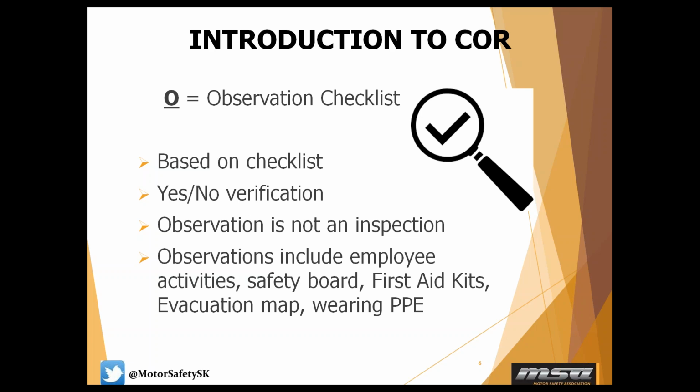The next point is O, which represents the observation checklist. And the checklist is included in the audit tool, which you will be receiving today. This is a yes or no verification. So basically there's a checklist. We would take it through your facility and we would observe whether it be employee activities, your safety board, first aid kits, site maps, if people are wearing PPE, and it's just basically a yes or no checklist to each of the items on the observation.